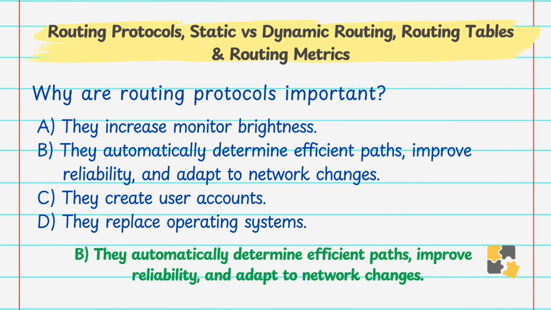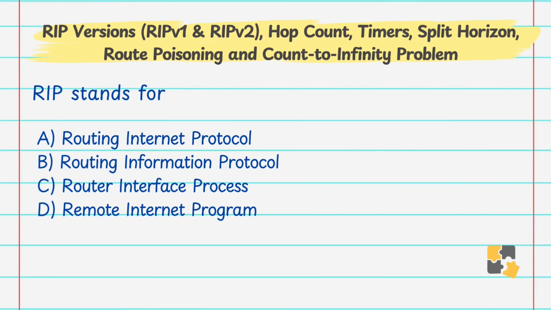Okay. RIP stands for A. Routing Internet Protocol, B. Routing Information Protocol, C. Router Interface Process, D. Remote Internet Program. Answer is B. Routing Information Protocol. RIP, that is the Routing Information Protocol, is one of the oldest dynamic routing protocols. It uses the hop count as its routing metric.